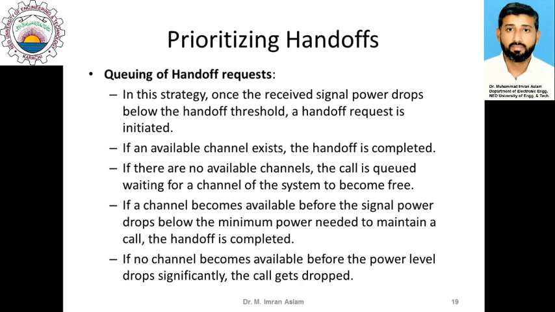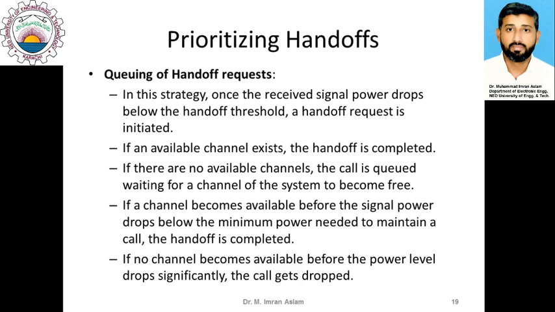So this queuing of handoff requests is important in the sense that it improves the overall system capacity, but there is a certain probability that the handoff may not complete if the channels remain occupied for a larger amount of time.